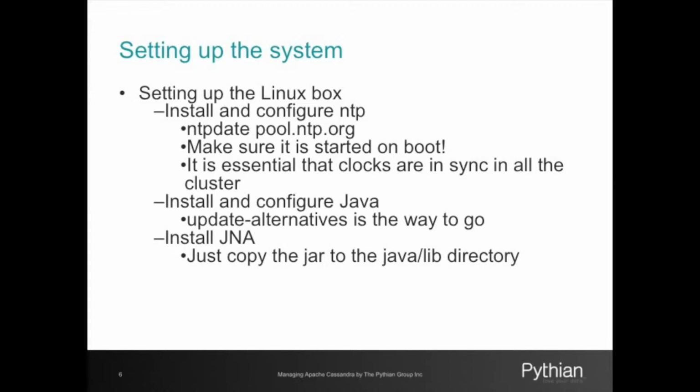Then you need to install and configure Java. Go to the Sun website and download the package. You can pick up the RPMs or the DEBs or even the tar.gz, and just make sure that you update alternatives so that the Oracle Java is actually the default Java, not the open source one. You can also install JNA directly. So you download the jar file from the internet, and you go to the Java you just installed, to the lib directory, and you put the jar file there. It should give you the base system for the Linux installation.